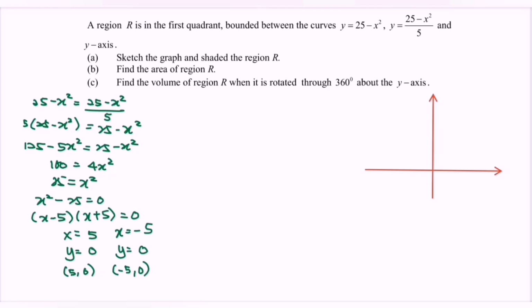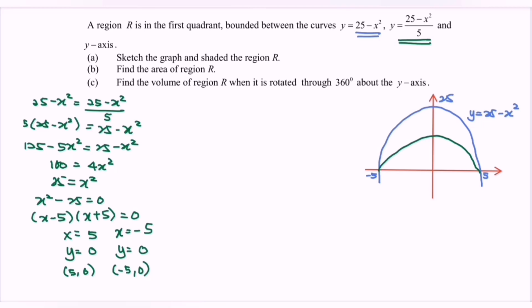Next, we have to sketch the graph. Focus on this part. We have the graph. So here we have 25, and then here we have negative 5, here we have 5. So that is the curve for y is equal to 25 minus x squared. Next, focus on this part. Actually, we have a similar graph, just that it is over 5. So the situation will be something like this.